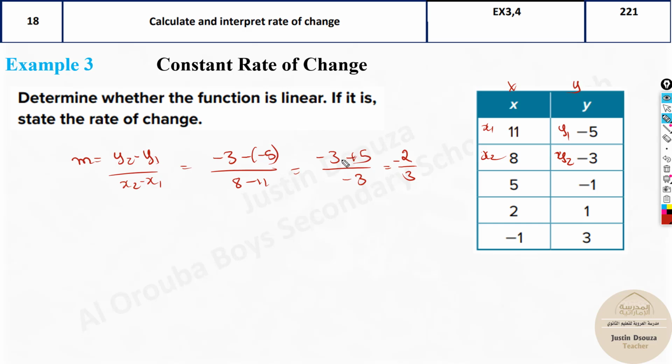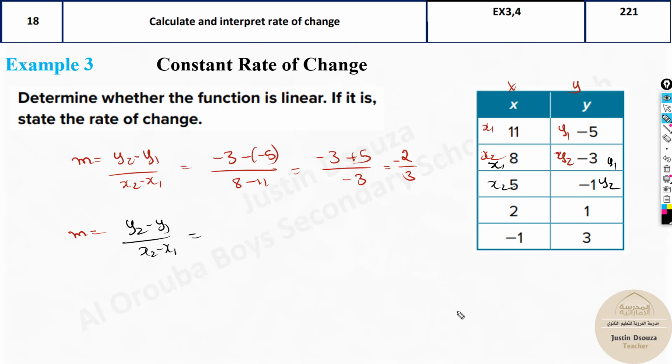Why? Because 5 minus 3 is positive 2. But this minus 3 will have this. It's negative 2/3. We have to apply the same formula here and elsewhere as well. Now you can consider, I'll just change the color, this as x1, x2, y1, y2, y2 minus y1 divided by x2 minus x1.